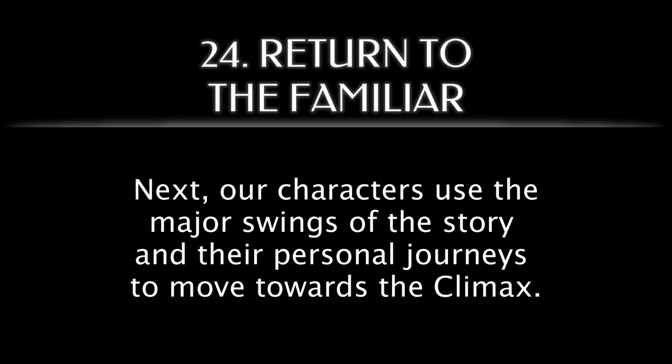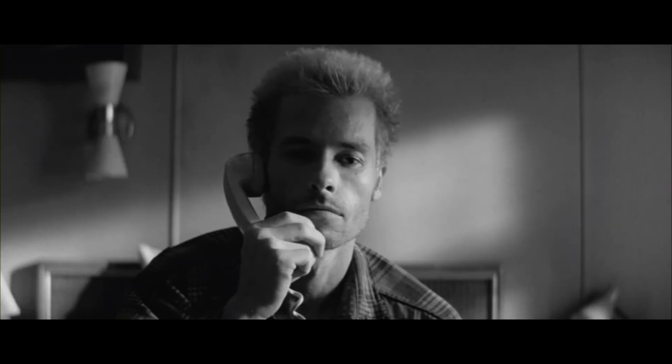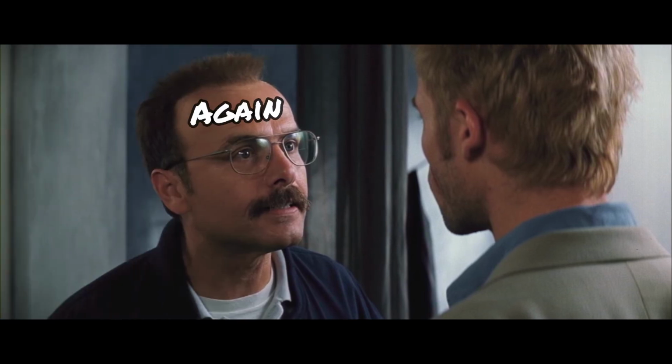Next, our characters use the major swings of the story and their personal journeys to move towards the climax. Sammy has his condition tested again, but with his wife in the balance. Leonard admits that he misjudged Sammy because he didn't understand. Then Teddy pushes Leonard out of town, for the first time, but also for like the 20th time.